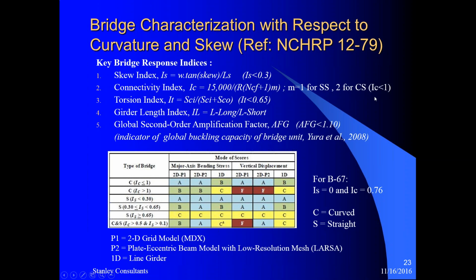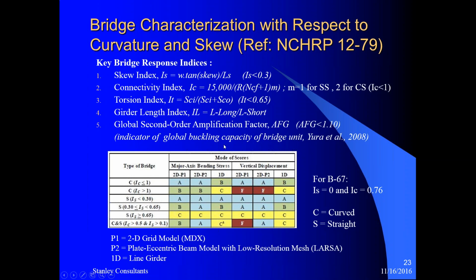So in this parenthesis I have, if the skew index is more than 0.3, that creates some problems, and we'll see in a second. And similarly, the connectivity index, if it's larger than 1, requires special consideration. And in addition to those, we have a torsion index, girder length index, and global second-order amplification index. It looks like I'm running a little bit behind schedule, so I will skip these things.